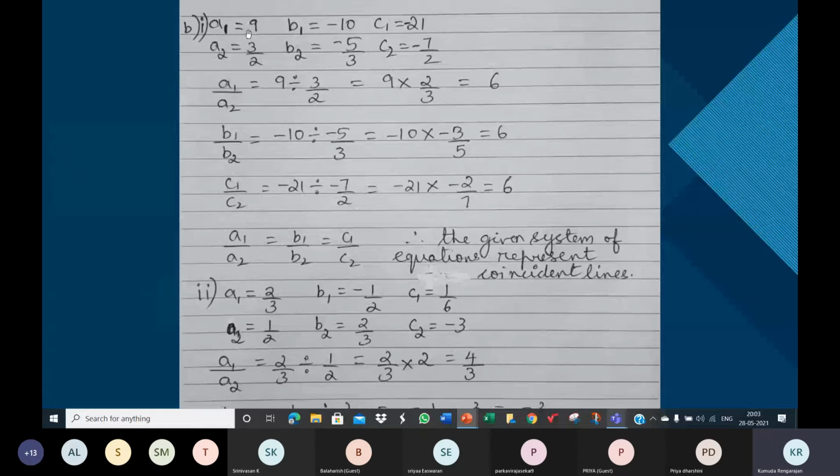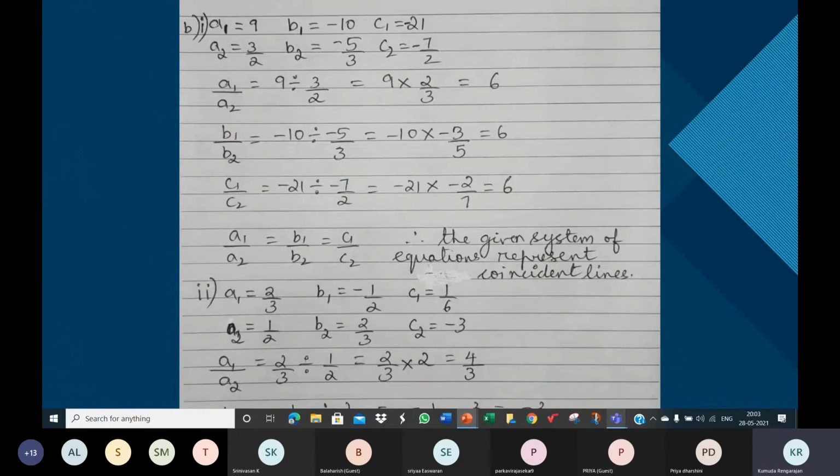So from the first equation, I've written out A1, B1, and C1. You all have the equations with you. The coefficient of X, the coefficient of Y, and the constant in the first equation. The coefficient of X, the coefficient of Y, and the constant in the second equation. So I have written out the coefficients. I'm sure you've done the same. Then the ratio of the coefficients. You should find A1 by A2, B1 by B2, C1 by C2. You cannot write A1 by A2 is equal to B1 by B2 is equal to C1 by C2. I'm sure some of you have done that.